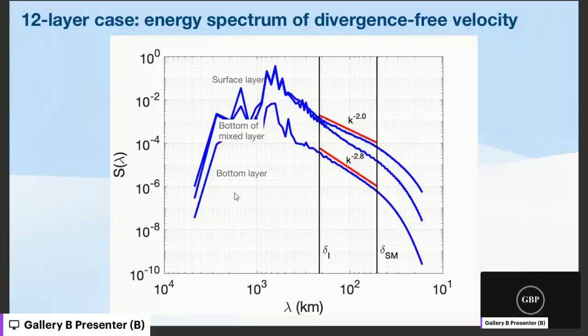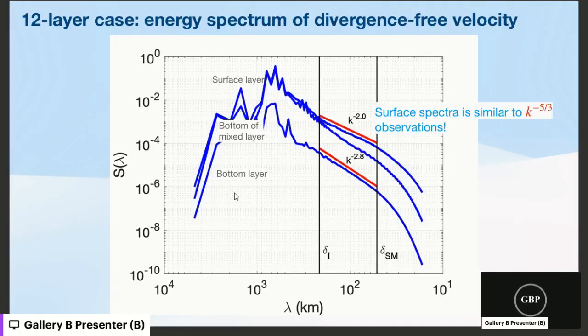12 layers. Now it's looking more realistic. What you want to focus on is the surface layer where the slope is around k minus 2. It's much shallower. That means much more turbulent. At depth, we're still seeing what we saw before in the 1- and 2-layer barotropic cases. Getting closer.